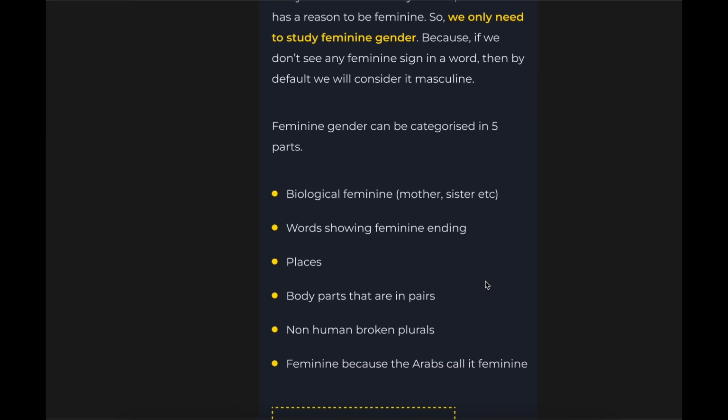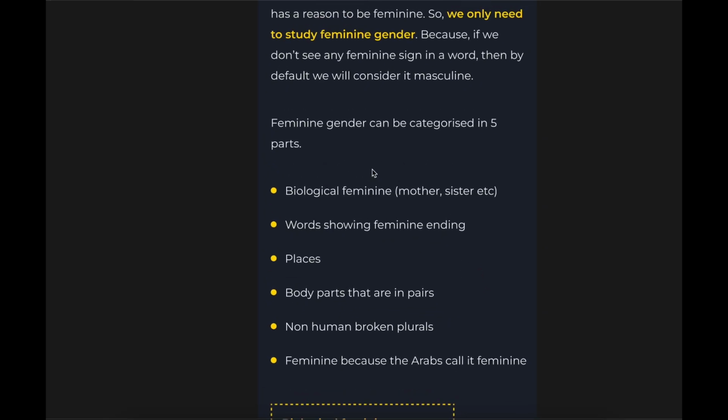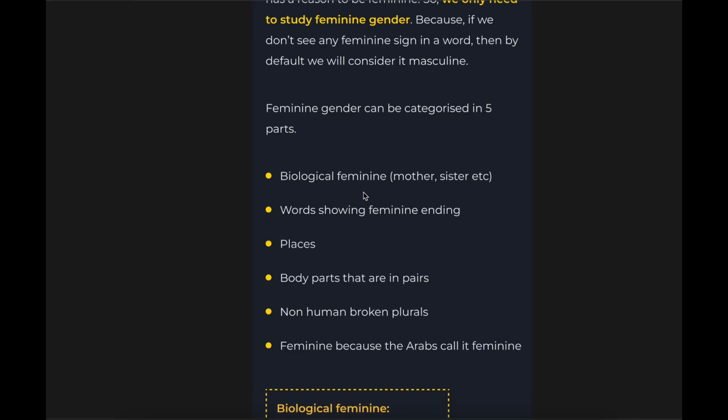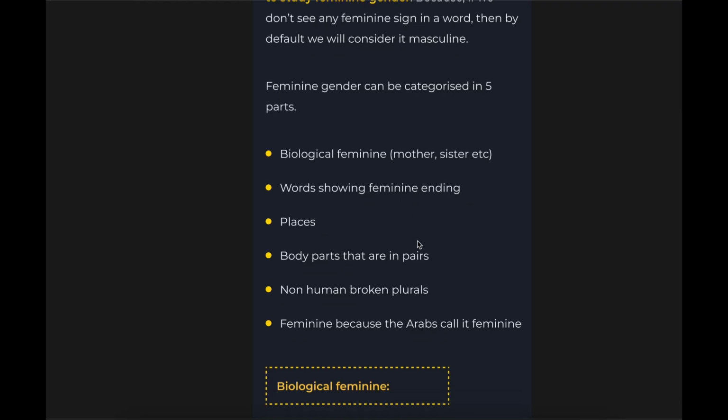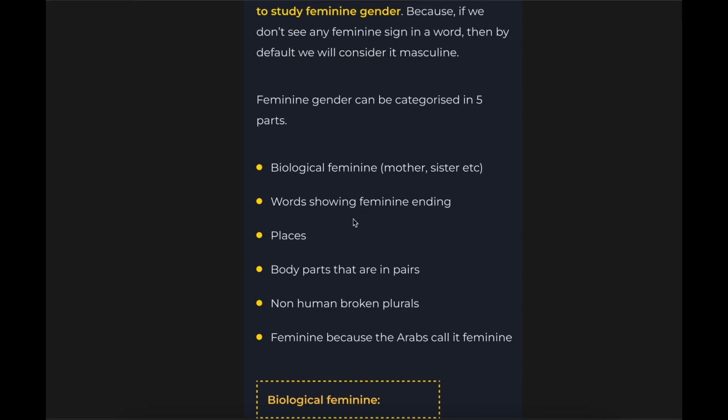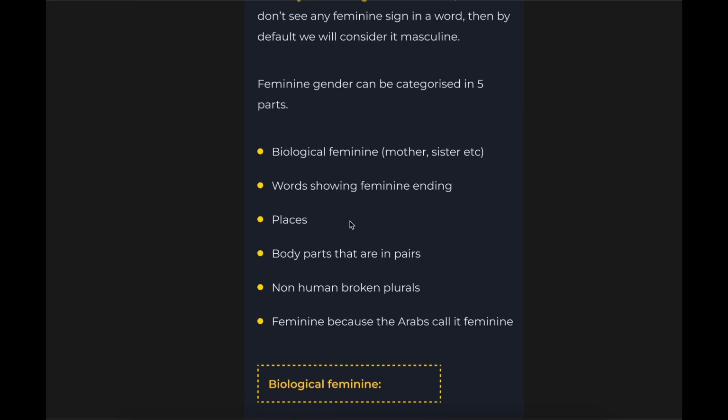We can categorize the feminine gender in 5 parts. Biological feminine, for example, mother, sister. Then you have some words that are showing feminine ending. We will study them later. Then you have places, they are considered feminine.